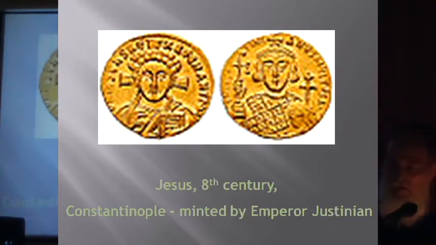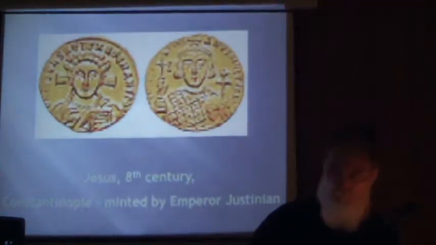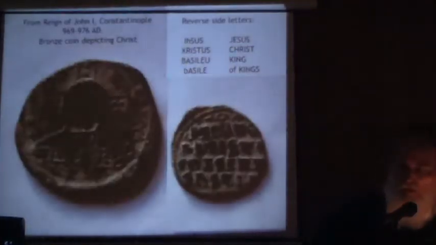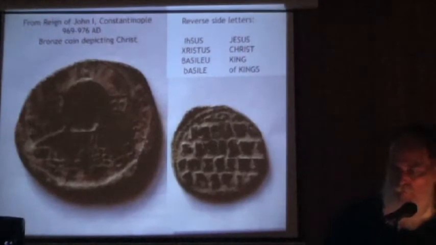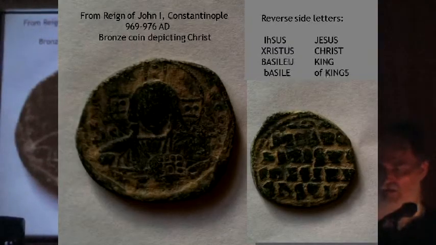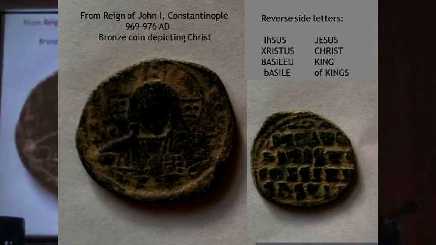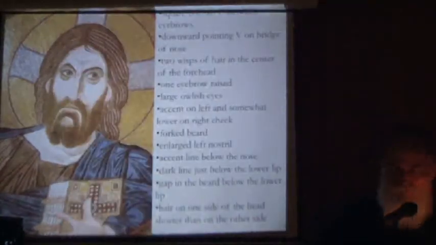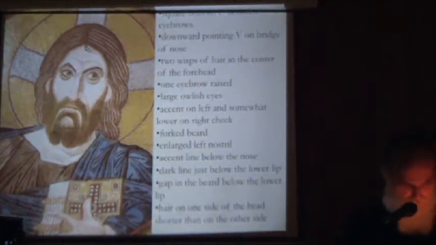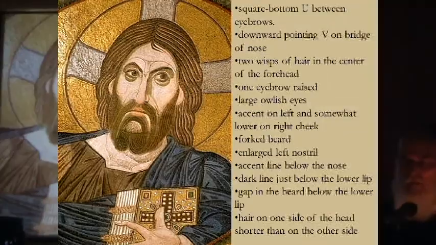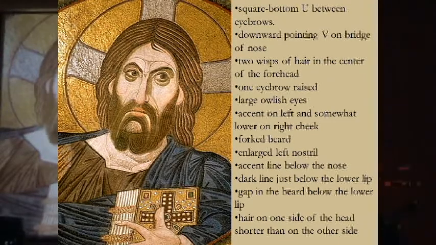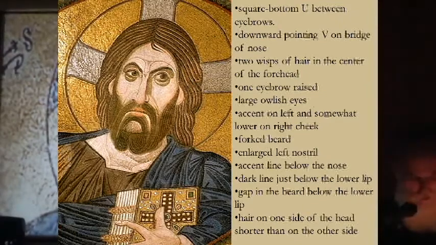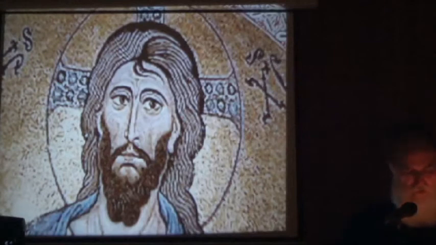So here's an example of a coin. This is the one I'm passing around, 969 AD. And here are some of the facial features. This one is, I believe, from Daphne, Greece, near Athens. This is around 1100 AD. Another image of the Pantocrator. This one is from the Dome of Cephalou in Sicily.